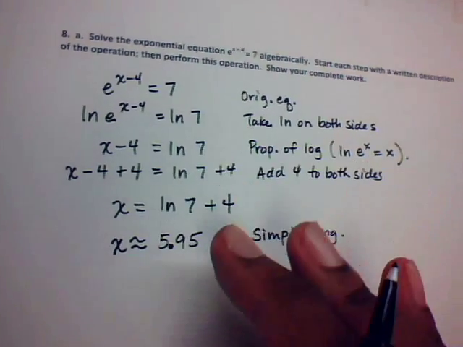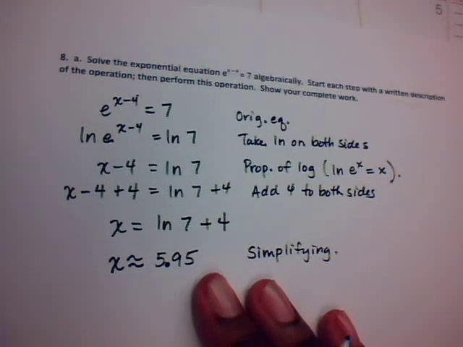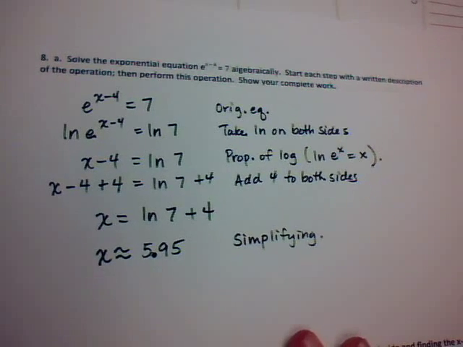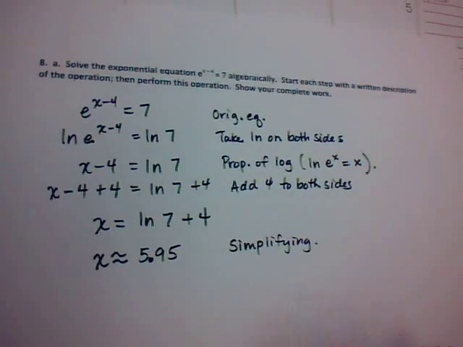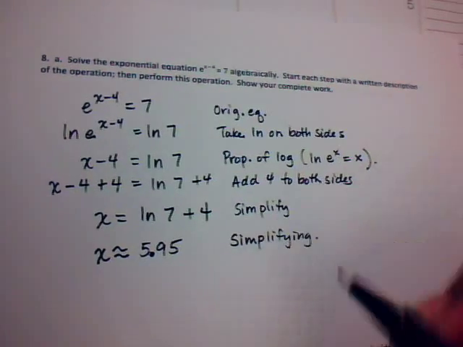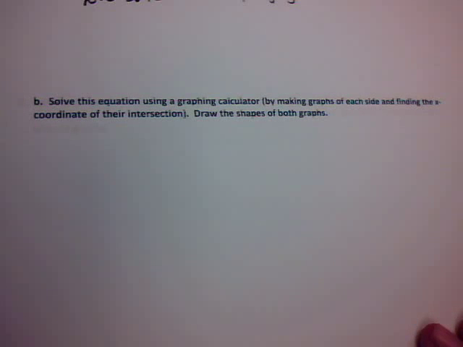So this is how you will solve this particular equation algebraically. But in this case, you'll have to write out what you just did for each particular step. All right, question 9, Part B, I'm sorry. Solve this equation using a graphing calculator by making graphs of each side and finding the x-intersection. Draw the shapes of both graphs.